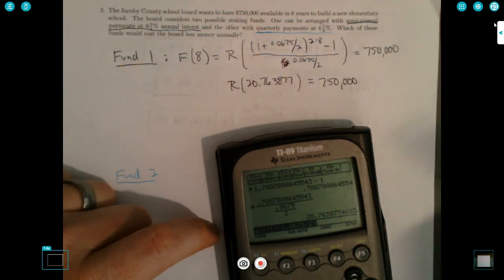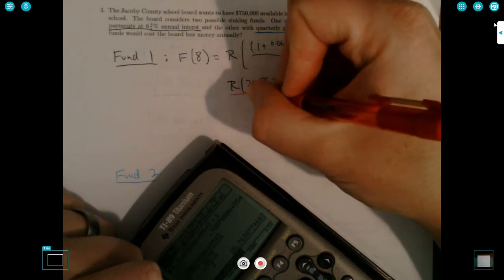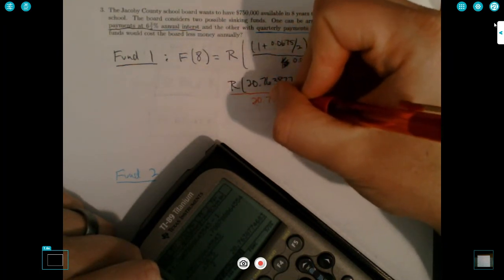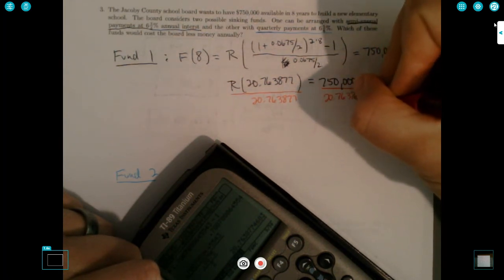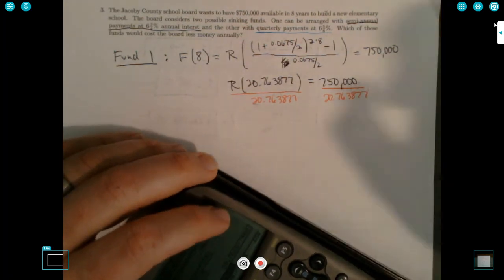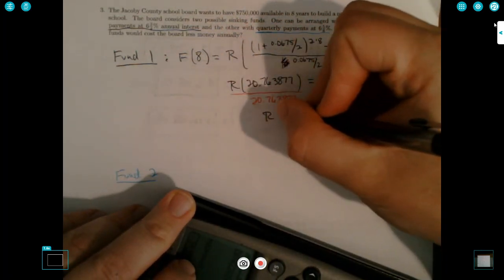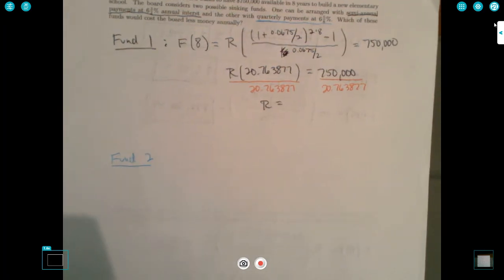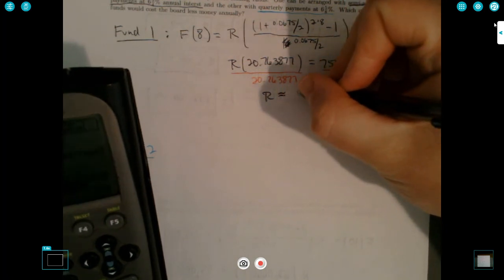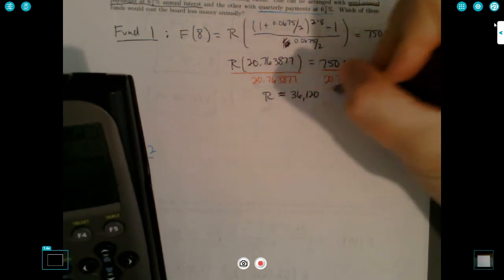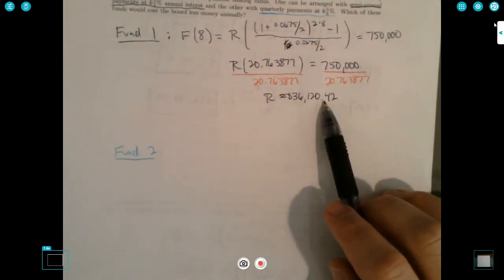That equals $750,000. So if I want to solve for the rent, R, then I need to divide by 20.763877. And I get R equals 750,000 divided by that number. So R is about $36,120.42. This is how much they'd have to deposit semi-annually.